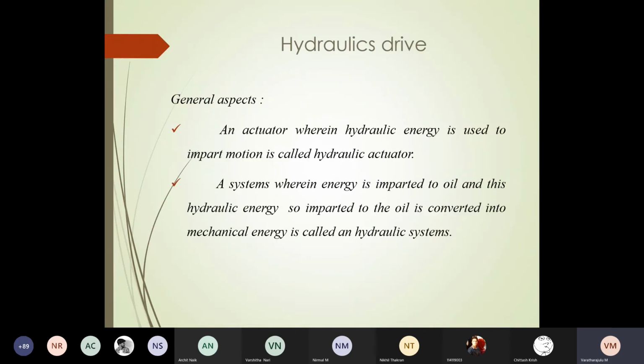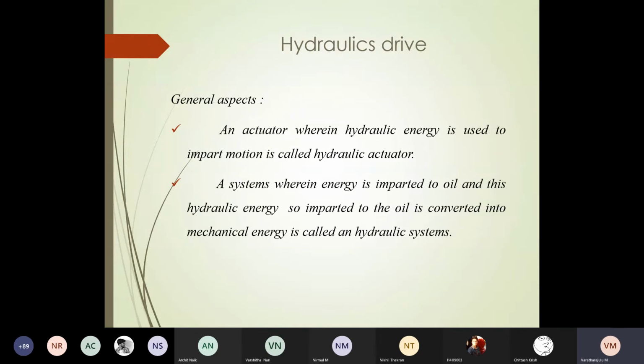The hydraulic drive system: an actuator, when a hydraulic system is used to impart motion, is called hydraulic actuation. A system wherein energy is imparted to oil in a hydraulic system. So when we are using the hydraulic system, it might have some leakages in the pump or in the system. Then what happens? It may lead to an accident, and that has to be eliminated while designing the system. We should be very aware of the prevention of leakages and so on.